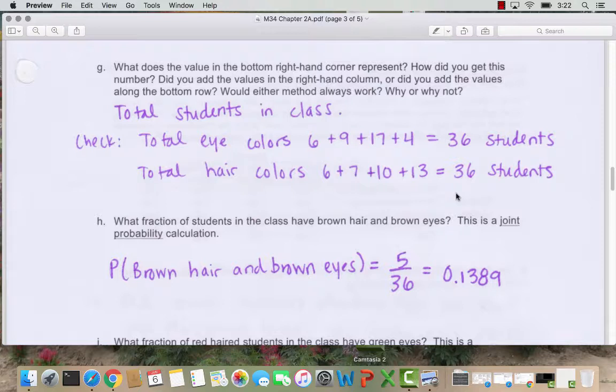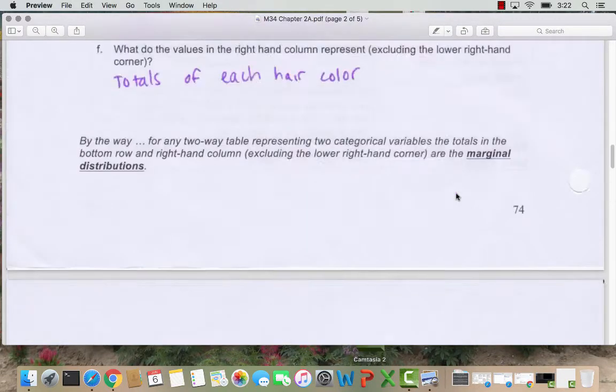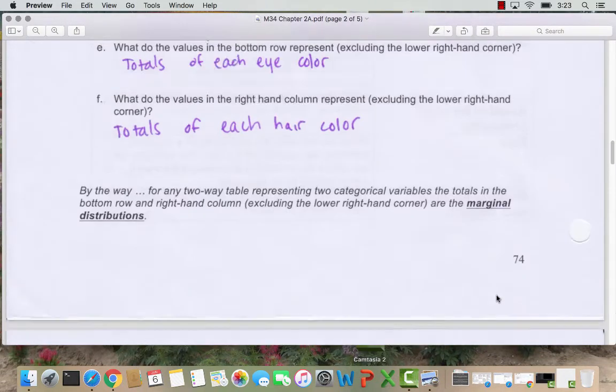So now, question H asks us, what fraction of students in the class have brown hair and brown eyes? So this is what's known as a joint probability calculation. If we look back at the table, we find where brown hair overlaps with brown eyes, and we see there's 5 students. So these students have to have 2 conditions met. They have to both have brown hair and brown eyes. So we call this a joint probability. They have both of these conditions. And so that probability is 5 out of 36.